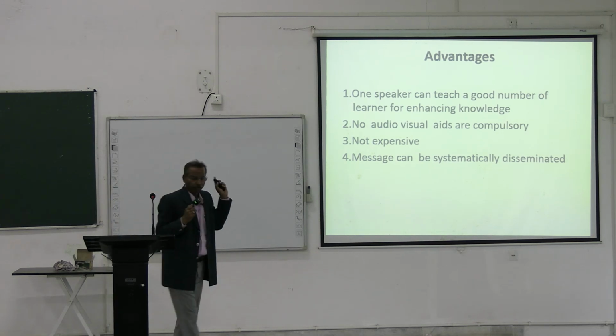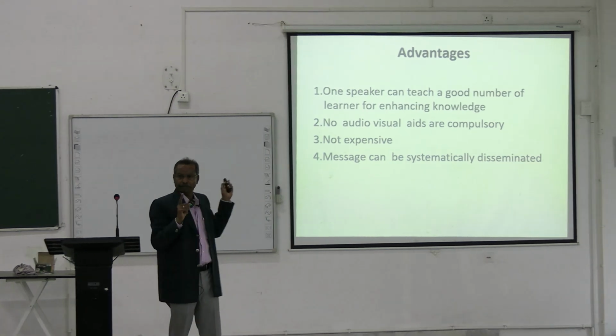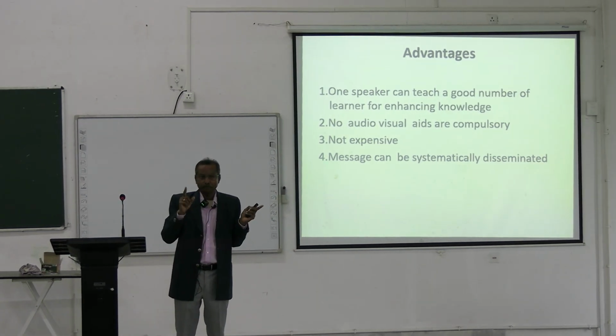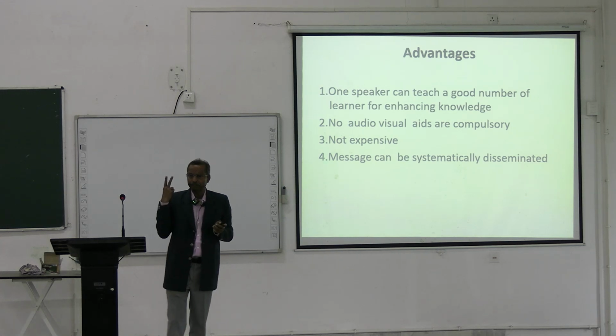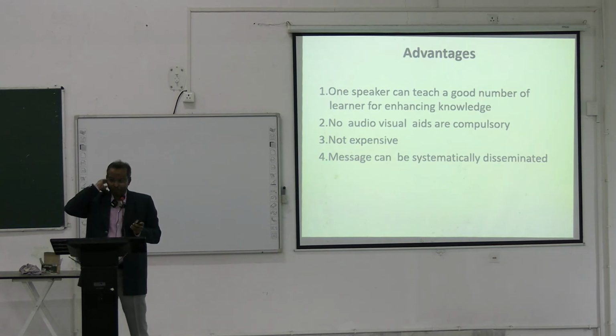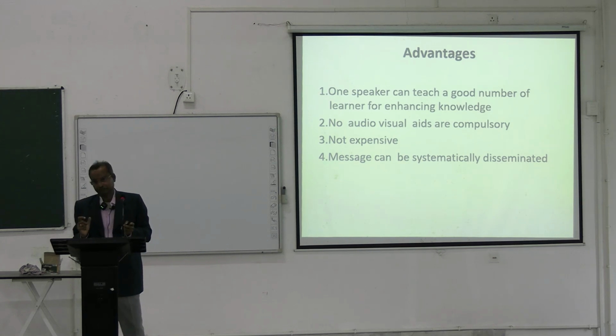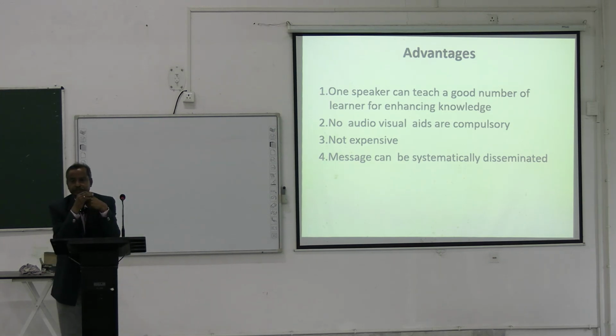Can you tell me? When I discussed communications, I told you. If I use audiovisual aids, how many sensory organs are involved? Automatically, minimum 2. One is the ear, another is the eye. So, communication will be more and more effective. For that reason, we are using these audiovisual aids. But in the case of a lecture or speech, this is not compulsory.